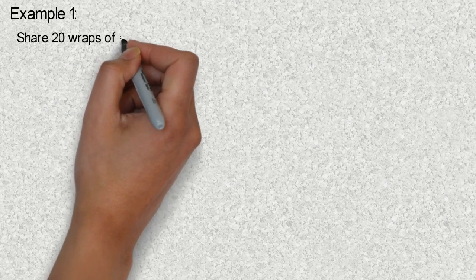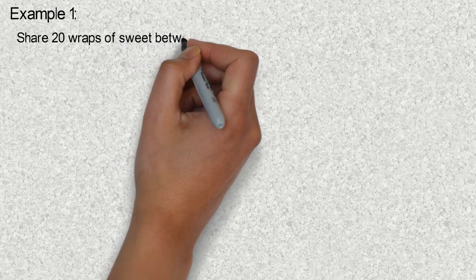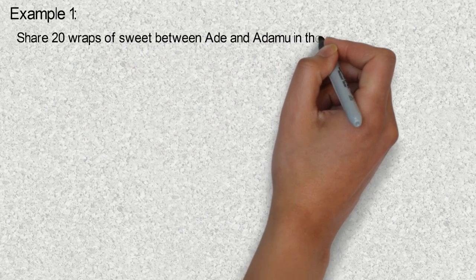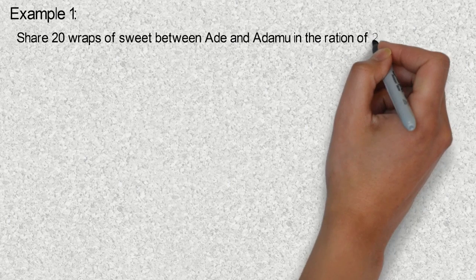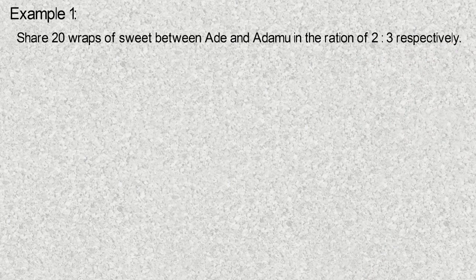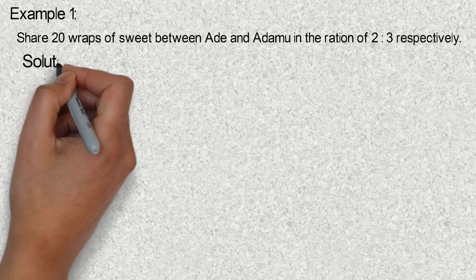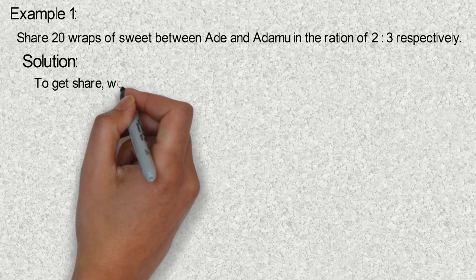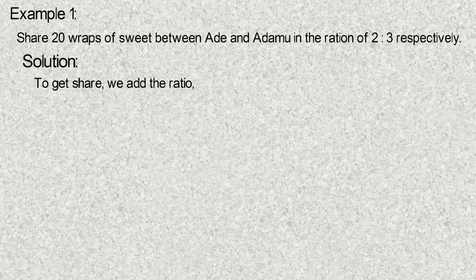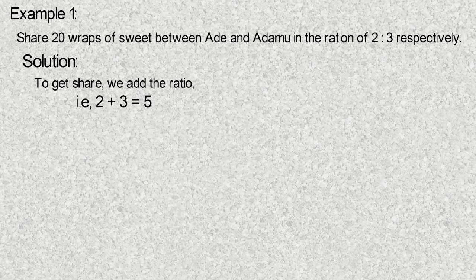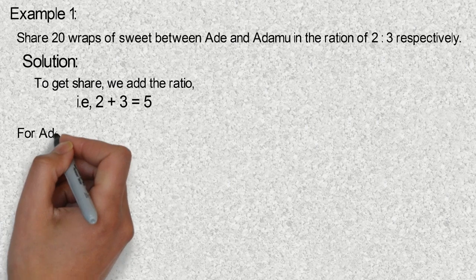Example 1 says share 20 wraps of sweets between Ade and Adamu in the ratio 2 to 3 respectively. What I mean here is Ade's ratio is 2 and Adamu's ratio is 3. That's what we mean by that. So, solution. To get the share, we add the ratio together. That is, ratio 2 to 3 will become 2 plus 3, which will give us 5. So that's the addition of the ratio given.